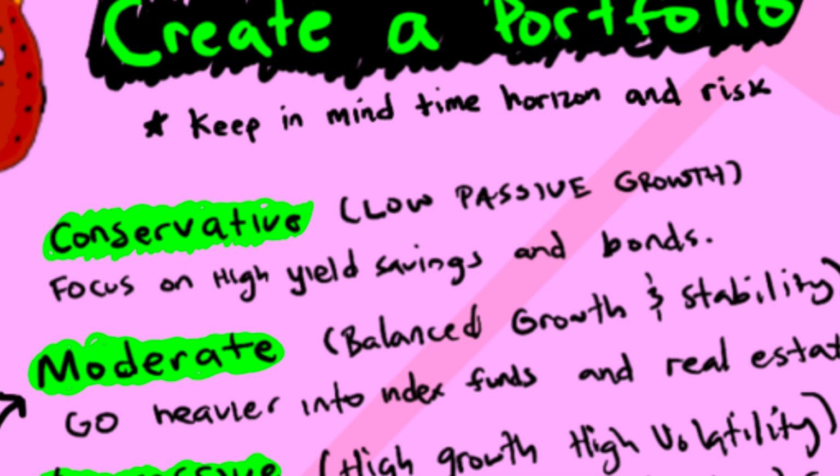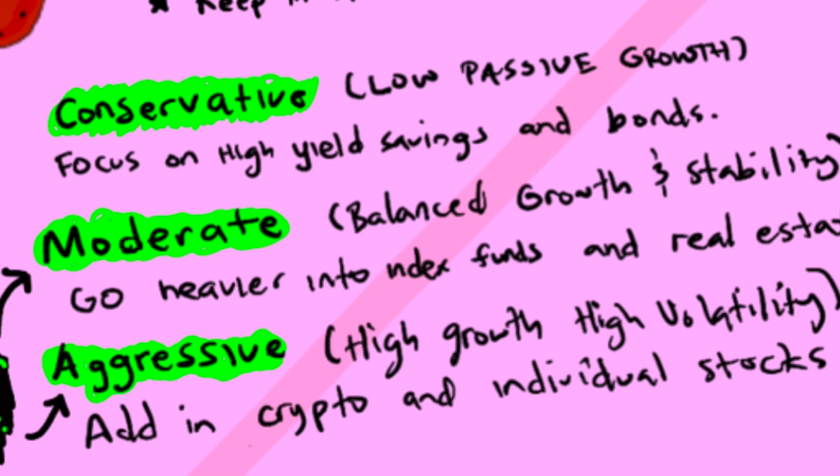A conservative approach, or a low passive growth approach, is where essentially we just throw our money into a high yield savings or a bond. Now, a moderate strategy, or a balanced growth and stability focused strategy, would be one where we go heavier into these medium risk investment options, like index funds, or we buy some real estate, or maybe we go in on a real estate investment trust. These are all possibilities.